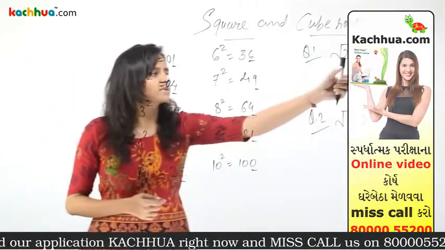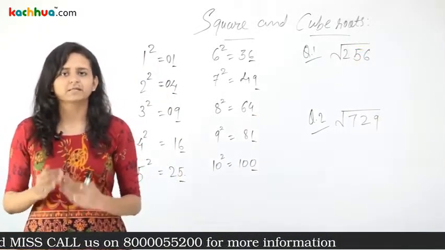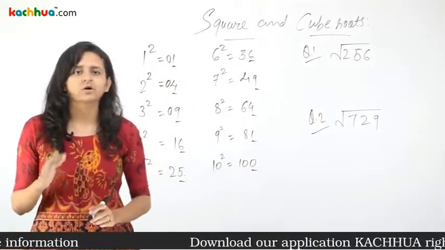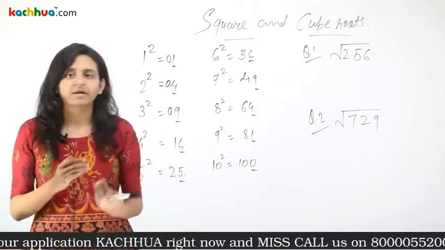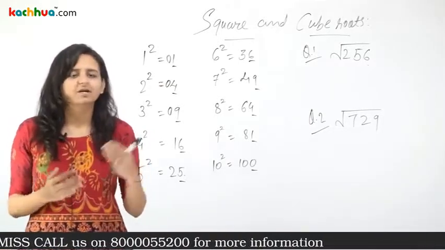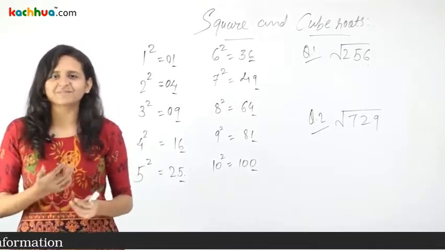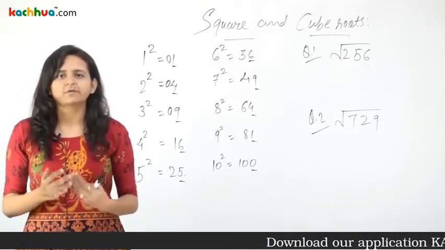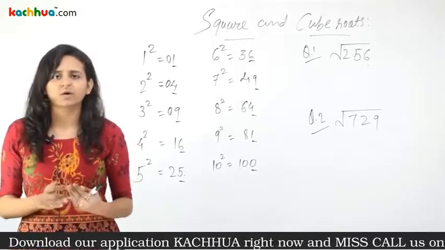Now suppose that the given number is 256, and I want to find the square root of 256. How will I find it? If I know the squares up to 100 or 1000, then it is well and good. But it is almost not possible. I am not saying it is impossible, because even the word impossible says I'm possible. But it is very difficult to remember all the squares. So I am going to tell you the methods to find square roots.